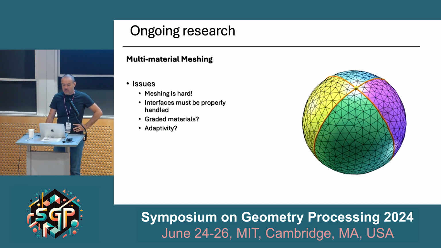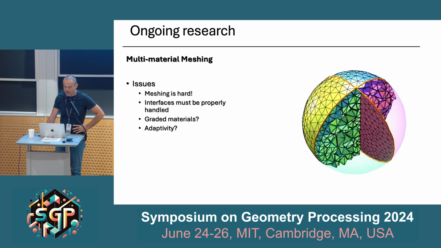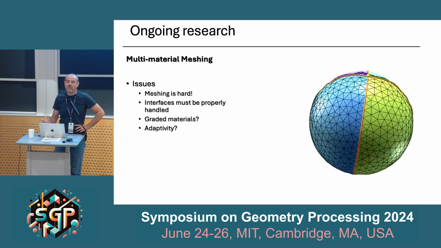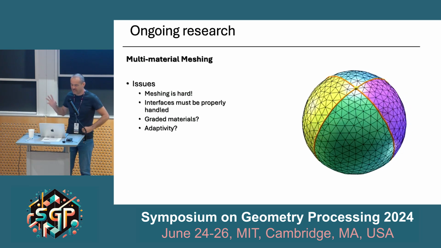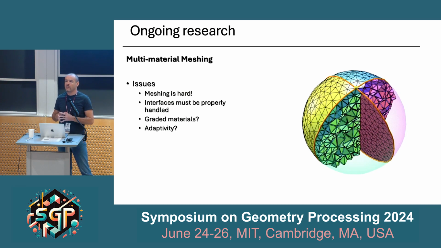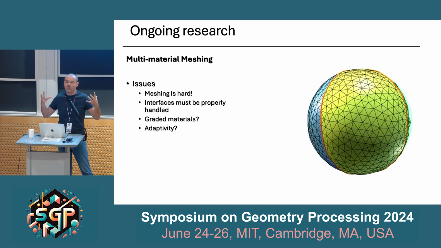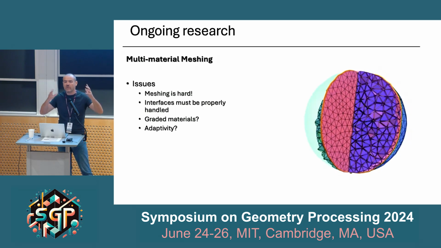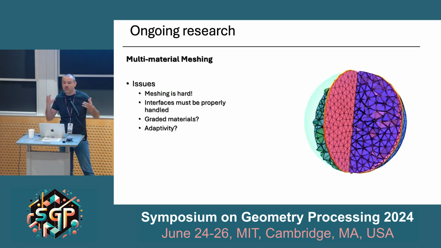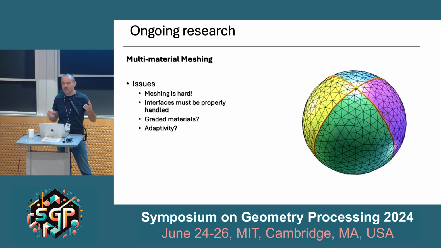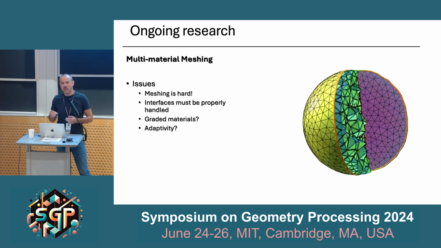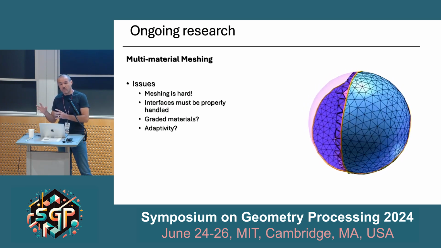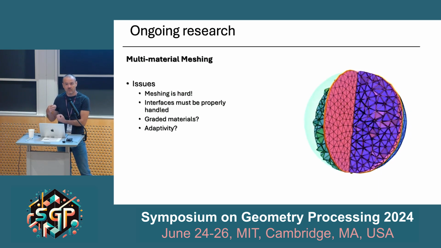Another interesting aspect here is multi-material meshing. Meshing is difficult. Even if you consider one single material, meshing is a difficult beast. And if you plan to create volumetric meshing that considers interfaces between materials or even graded material properties, this can be really interesting, because it can support the simulation of the process for multi-material printers too.